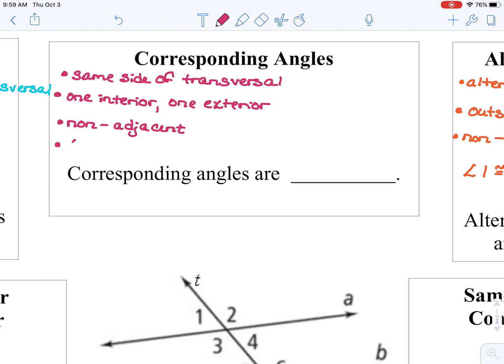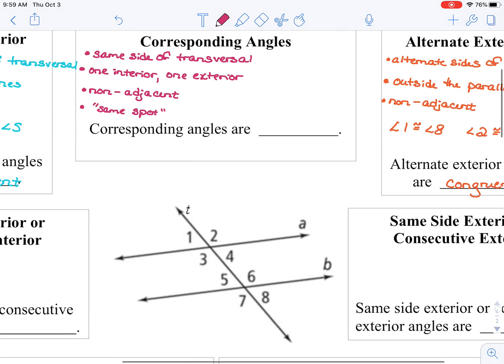The other thing is corresponding angles, they're in essentially the same spot in the intersection. I'm putting it in quotes because it's relative, the same position. So for example, if I start with angle 1, I need to stay on the same side of this transversal, so I can only say either 3, 5, or 7. They need to not be adjacent, so I can't say 3. And one needs to be interior, one needs to be exterior. Well, one's outside these lines, so I can't say 7 because 7's also outside. Therefore, 5 would be its pair. And if you look at the setup of left, right, bottom left, bottom right, 5 is also in the top left, just like 1 is in the top left. That's what I mean when I say same spot.